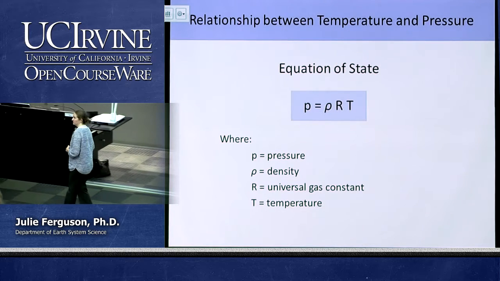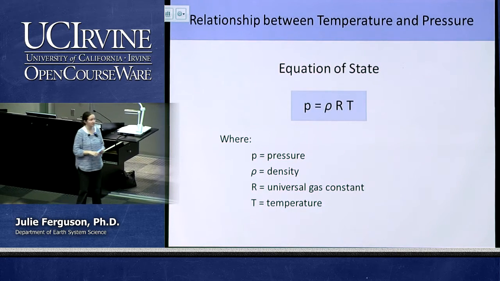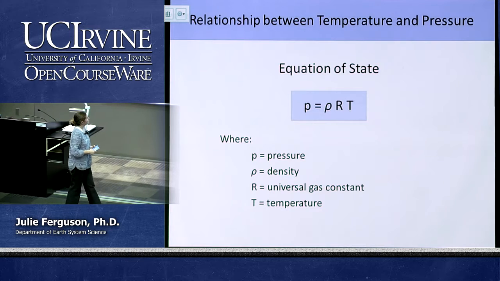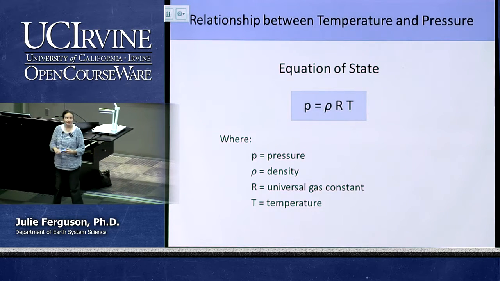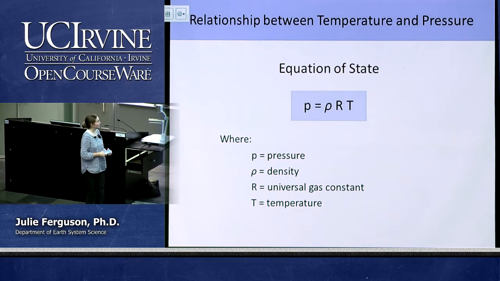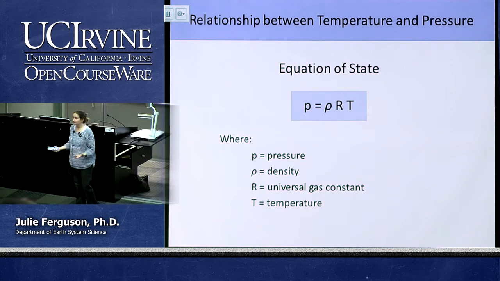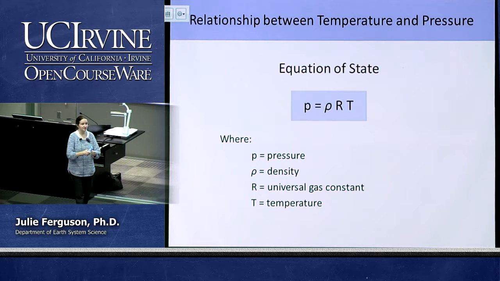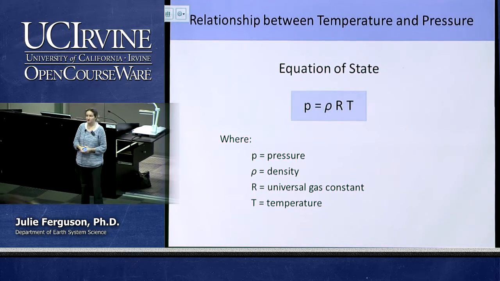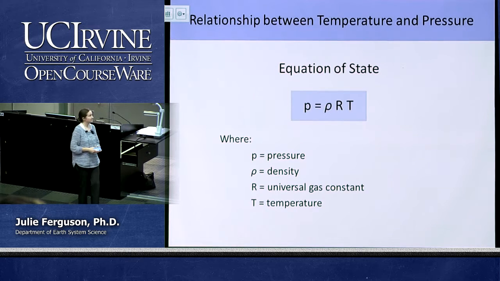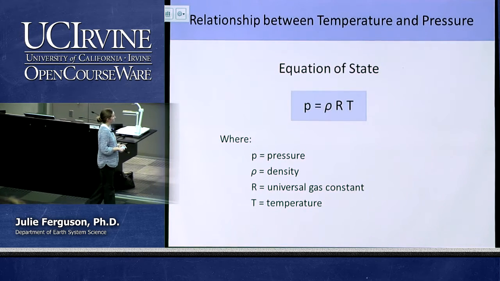So how does pressure change? Why does pressure change with temperature? Well, first of all, we have our equation of state. What our equation of state says is that P, which is equal to pressure, is equal to the density, so how many molecules we have per unit area, times this universal gas constant, you can ignore it, it's a constant, times temperature, okay?